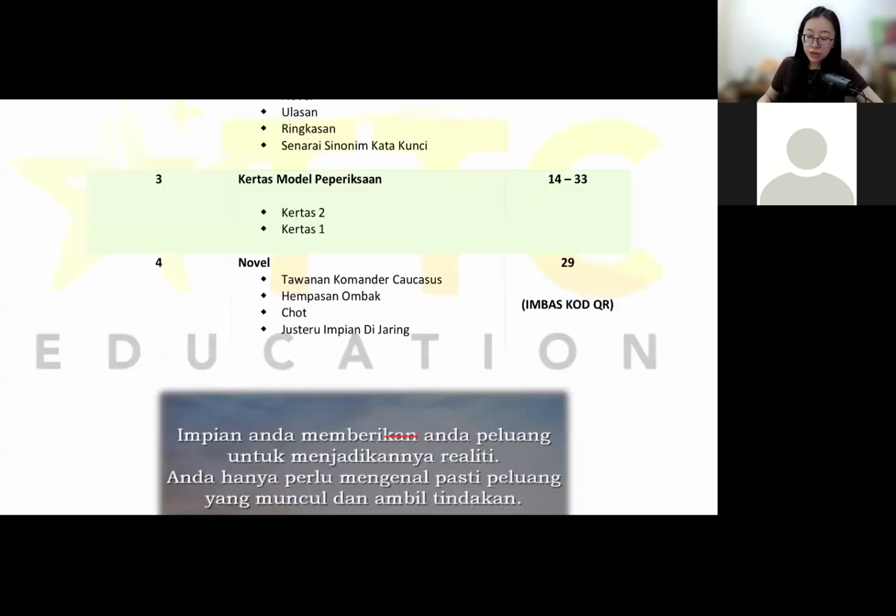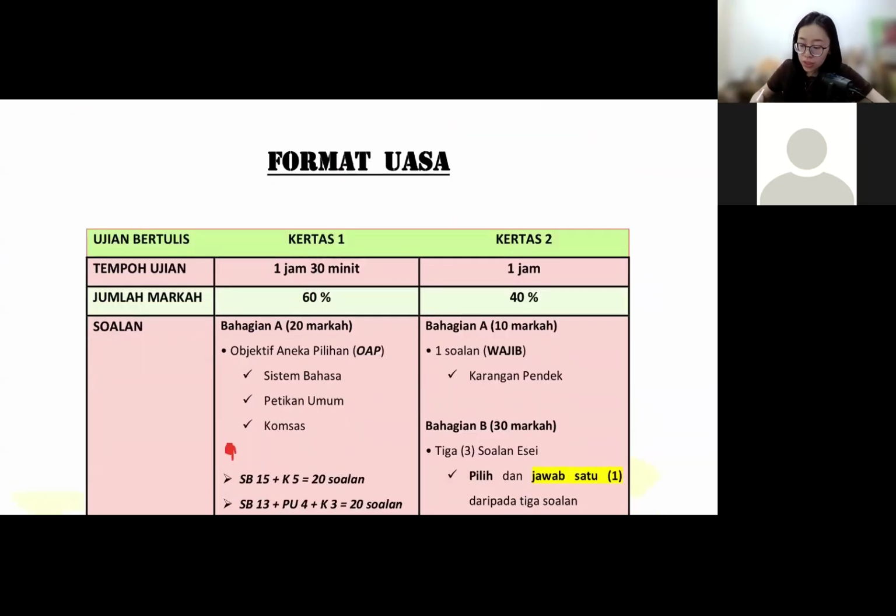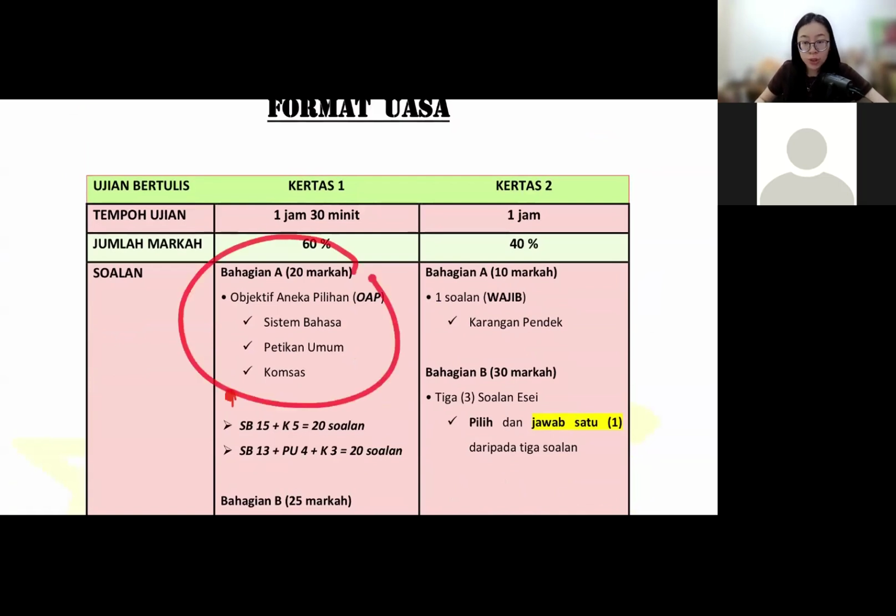Okay, before this, I introduced the format for your exam first. So your kertas satu is basically like MCQ questions, which is your bagian A, including the sistem bahasa, which is testing your kesalahan ejaan, imbuhan, antara bahasa, and also petikan umum. Petikan umum means they give you a petikan and then you answer based on the questions. And then Komsas is also based on what you learned before in Form 3, like your Komsas, and then they come out in MCQ questions.